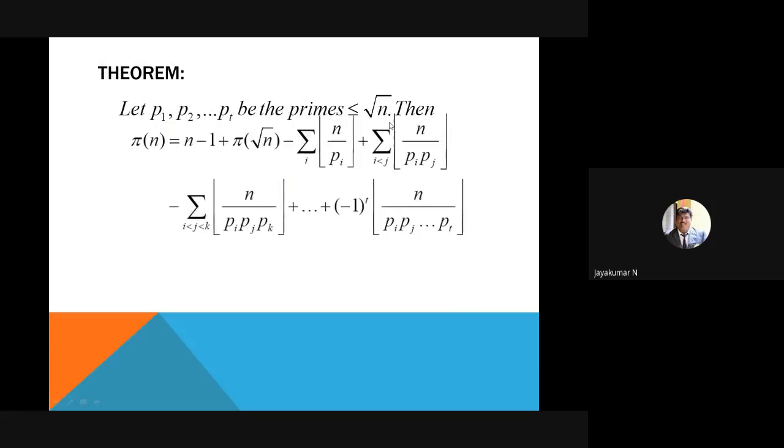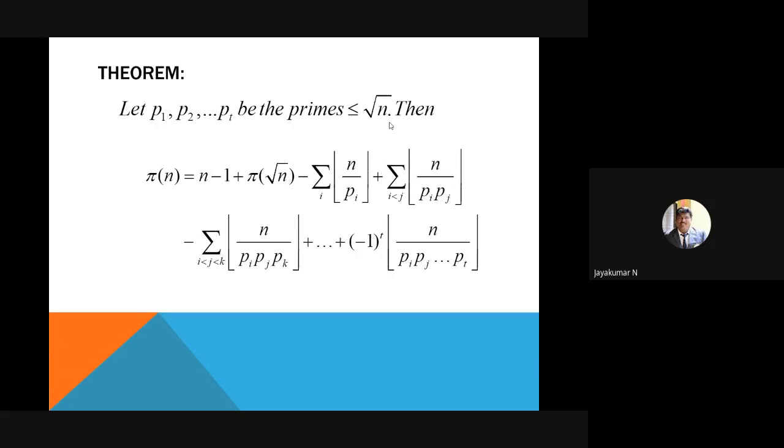Then the formula is very simple. You may think that this is difficult, but you can easily remember it. Please listen to my words. Here the given number is n. You have to find the number of prime numbers less than or equal to n. For that, first you have to find the prime numbers less than or equal to root n, and keep in mind what those prime numbers are.